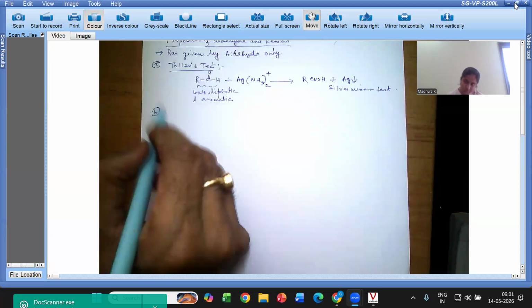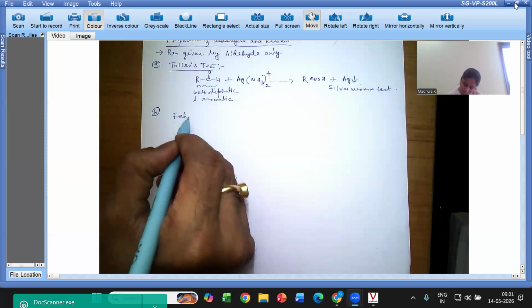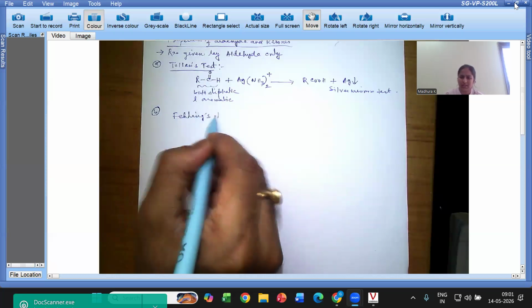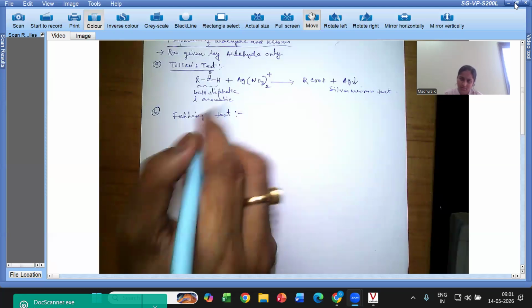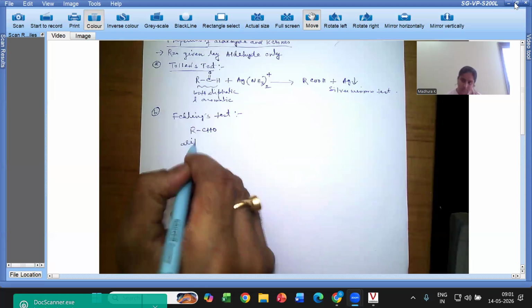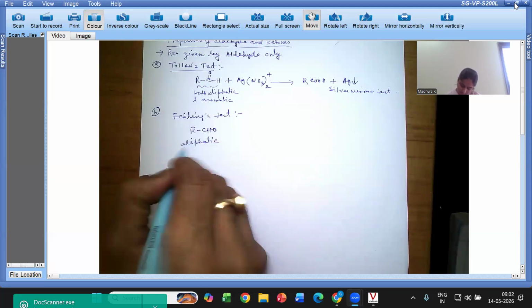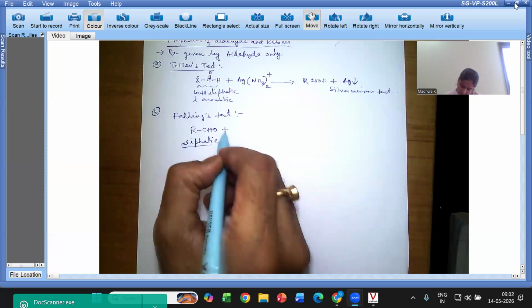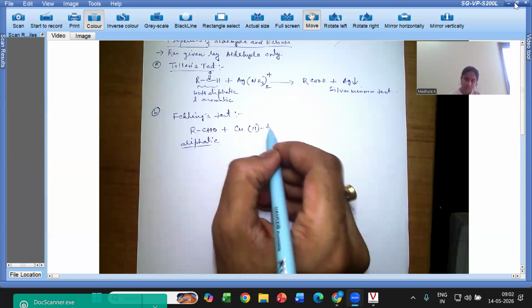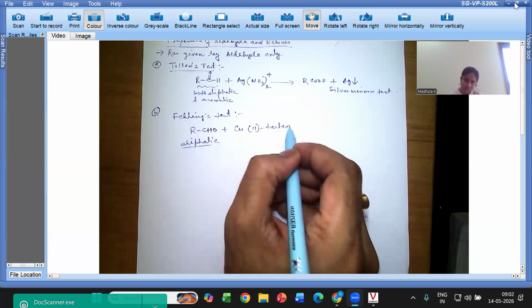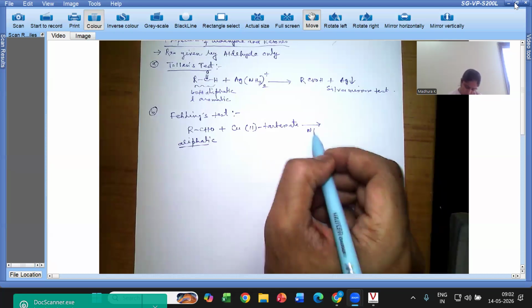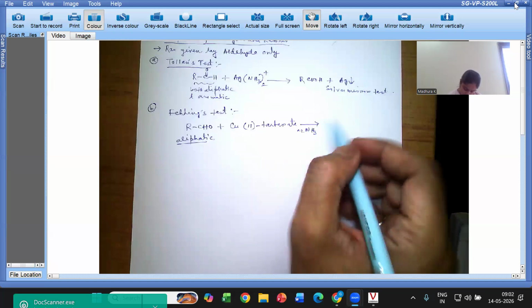Next is Fehling's test. What is Fehling's test? Fehling's test is only for aliphatic aldehydes, not aromatic. We take copper(II) tartrate. Copper(II) tartrate is the Fehling's reagent. Take tartaric acid, then copper(II) tartrate, and aqueous ammonia, and you will get the corresponding acid.